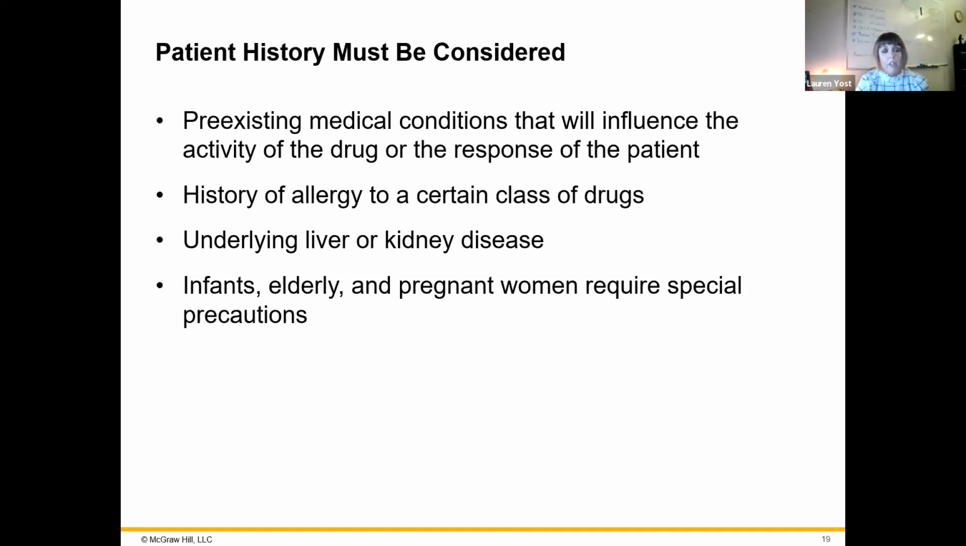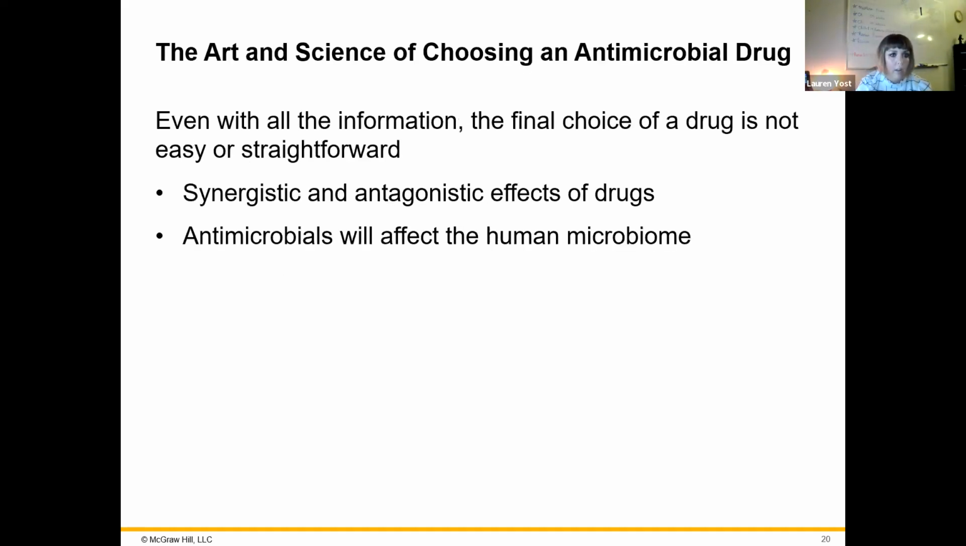We also have to consider the patient's history. So if this is a particularly toxic drug and you have a particularly weak patient, you might want to rethink your decision. If they have underlying liver or kidney disease, they might not be able to process the drug properly, to get rid of it. They might have pre-existing medical conditions. They could have allergies to certain ones. Are they elderly? Are they pregnant? Do they have certain autoimmune diseases? Anything like that, babies.